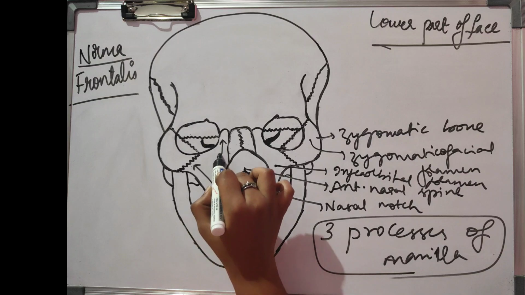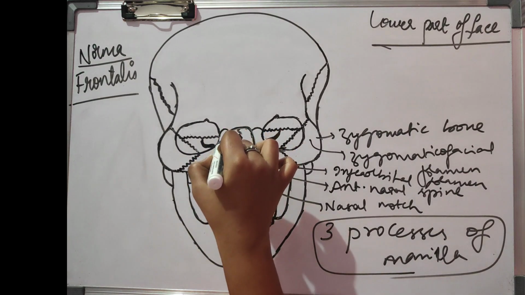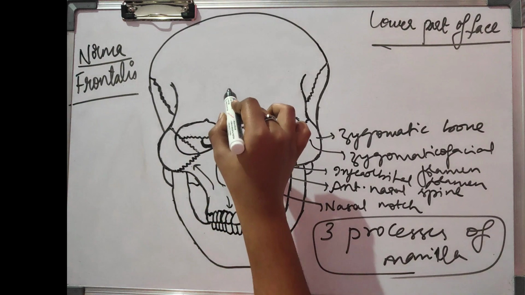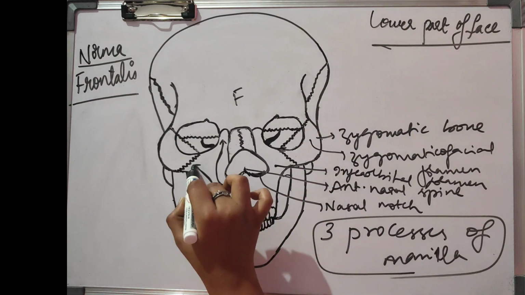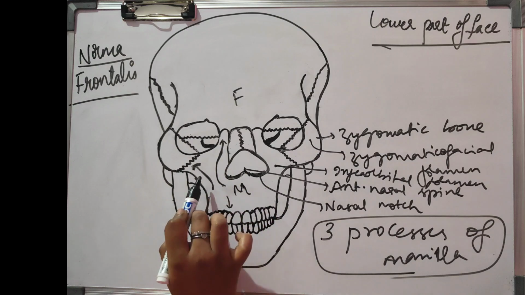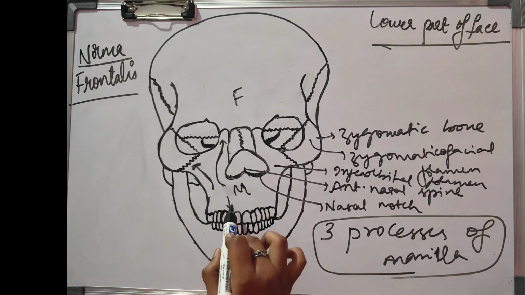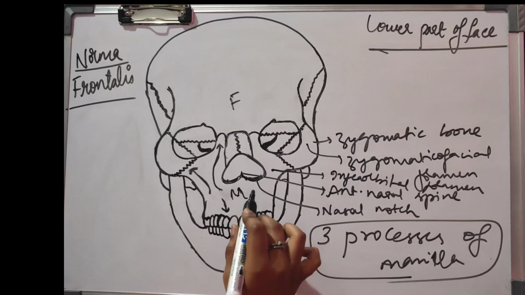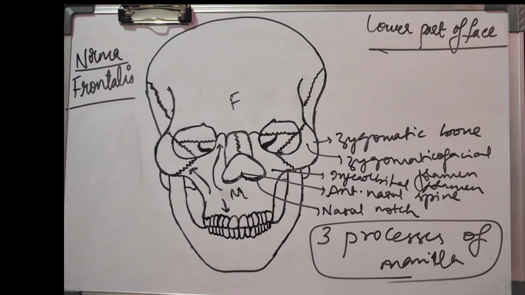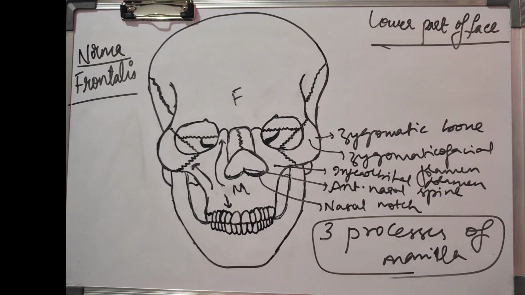So this process is known as the frontal process of the maxilla, as it is projecting towards the frontal bone, and this part towards the zygomatic bone is known as the zygomatic process of the maxilla, and this maxillary bone that bears the socket for the upper teeth is known as the alveolar process of the maxilla.